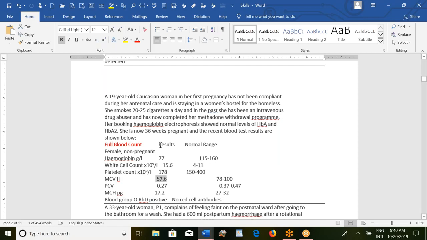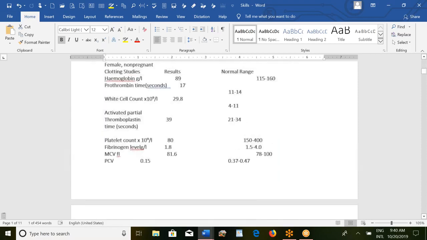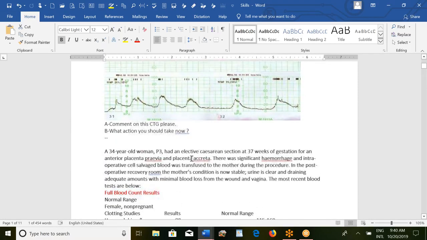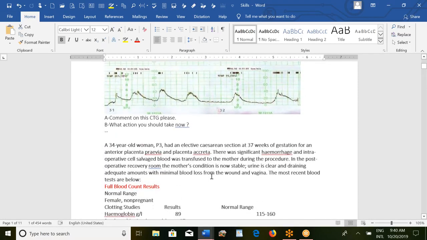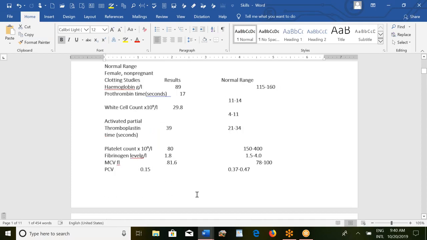So basically, we are practicing these skills. They can ask you different types of questions. Like we started here, I will just show you the first treatment, CTG. Then we talked about another patient who just underwent a C-section and she had placenta previa and accreta and significant hemorrhage, cell salvage was done, and this is her result. So here, activated partial thromboplastin time was raised, and the WBC count is 29.8.